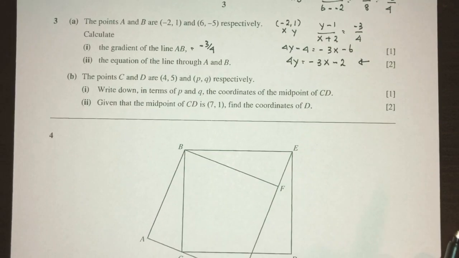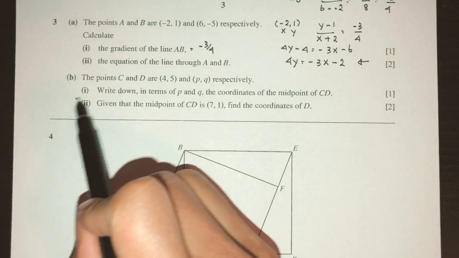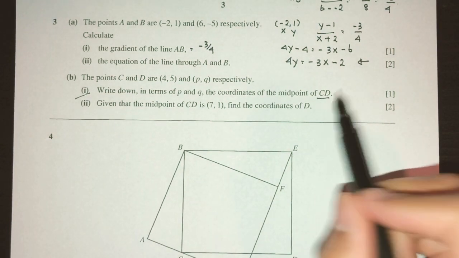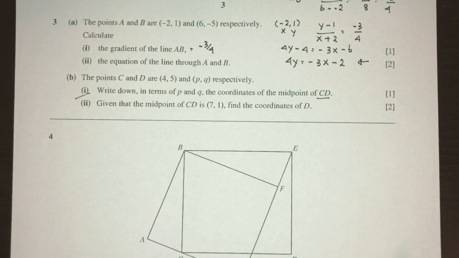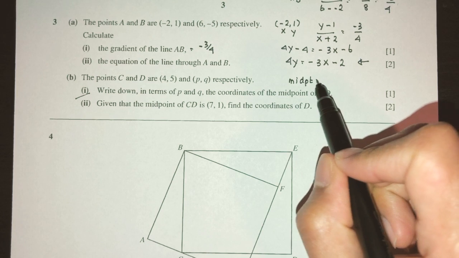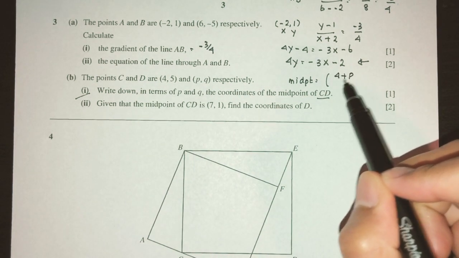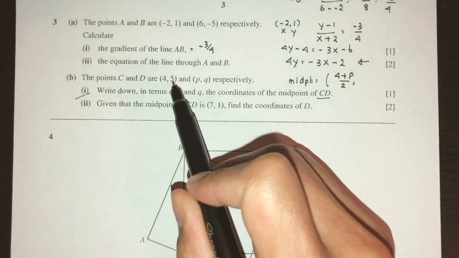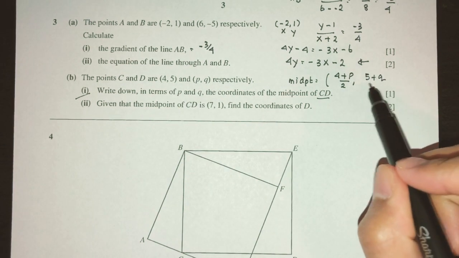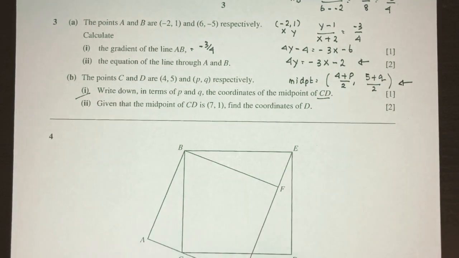Now for part B, the points C and D are these two. Part 1, write down in terms of p and q the coordinates of the midpoint of CD. So pretty easy. We have to use our formula again. So midpoint will be x1 plus x2 divided by 2, so 4 plus p divided by 2, and y1 plus y2, so 5 plus this divided by 2. That will be your answer for part 1.